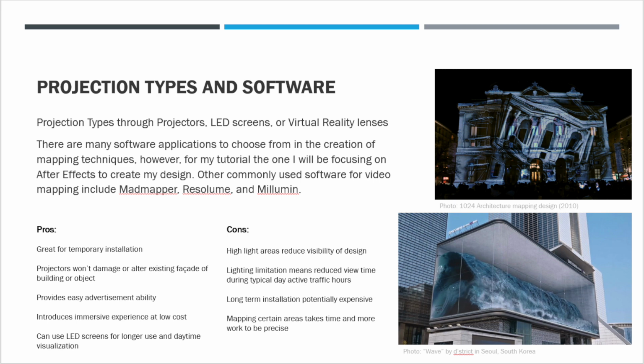Lighting limitation means reduced view timing with traffic during active times during the day. Long-term installation can be quite expensive. And then mapping takes some time, and depending on the size of the work, it could need more precision and take more time.